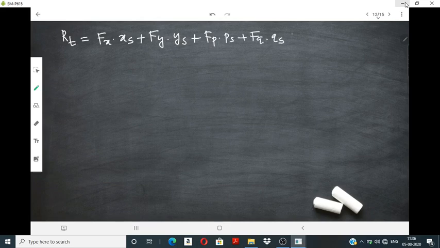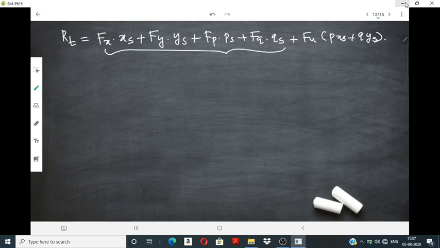Or rt is equal to, we can rewrite it as rt is equal to fx into xs plus fy into ys plus fp into ps plus fq into qs plus fu into (p xs plus q ys).